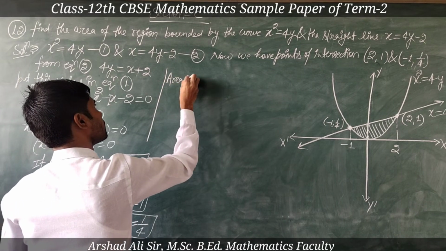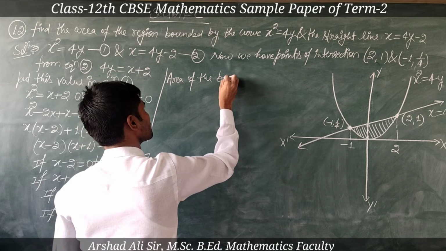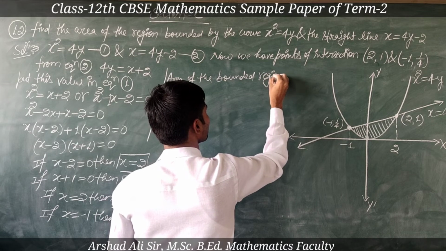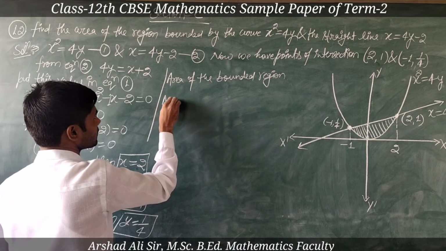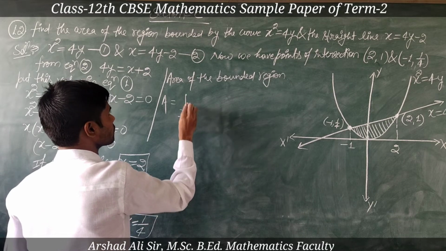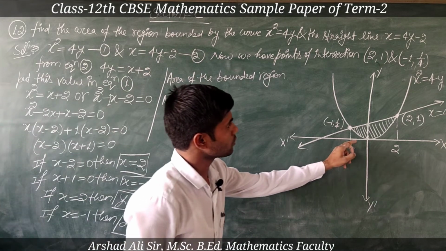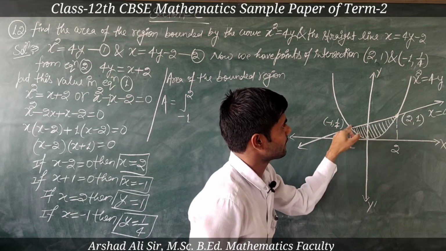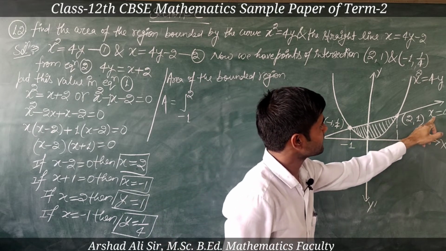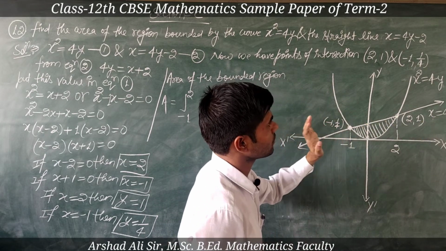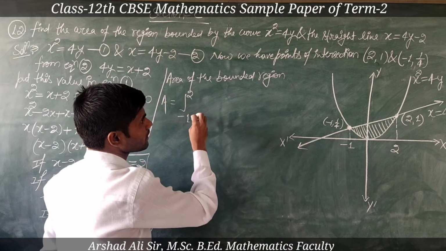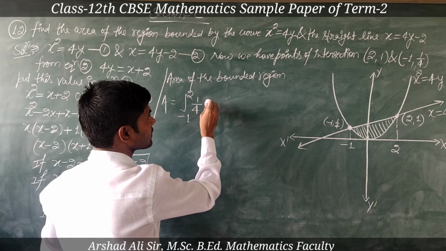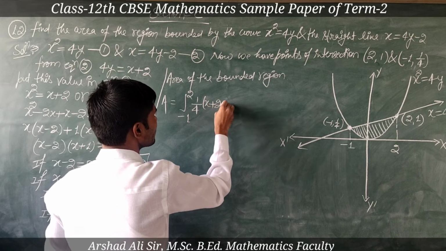So the area of the bounded region, A is equal to limit -1 to 2. What is the upper boundary? Upper boundary is of the line. Okay, and we have the straight line x is equal to 4y minus 2. So here we can put the value of y. Y is equal to 1 upon 4 into x plus 2 dx.